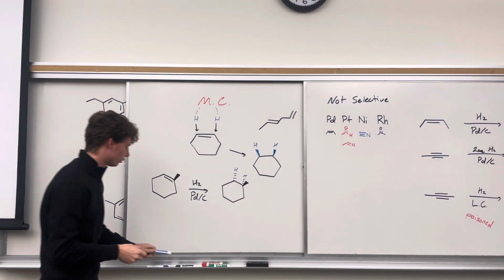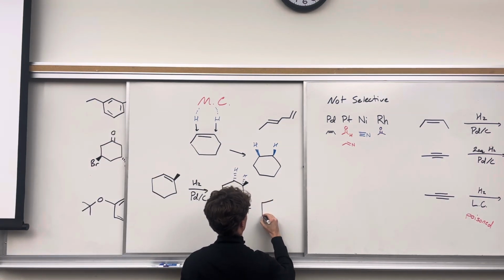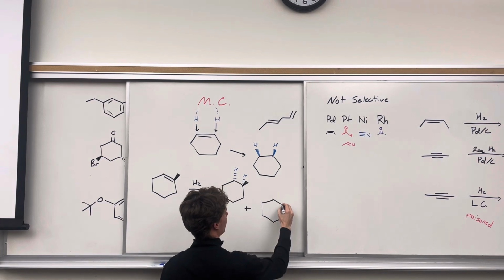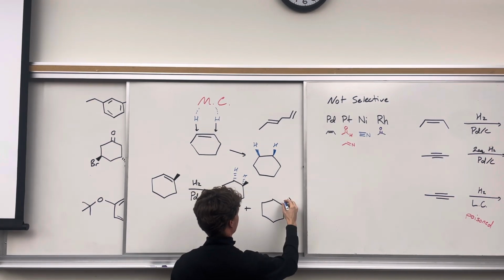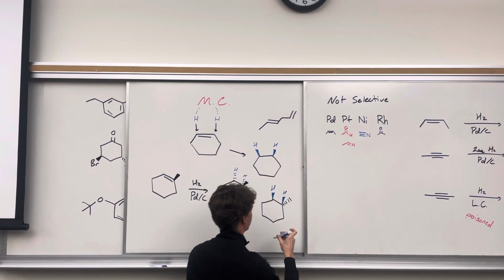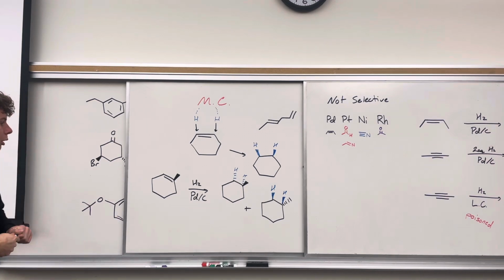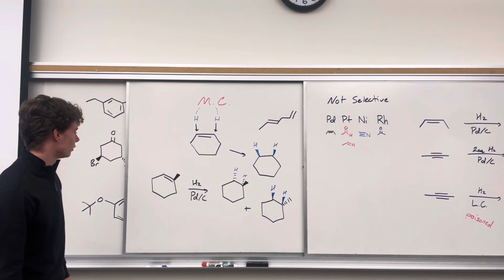Now, what if our hydrogens added on the front? If they added on the front side, our methyl group would move back. Our hydrogens would both be wedges, and they have to be on the same side. They're being added at the same time. Okay? So notice that in this case, we get the same molecule, because we can flip that and it'd be the same.